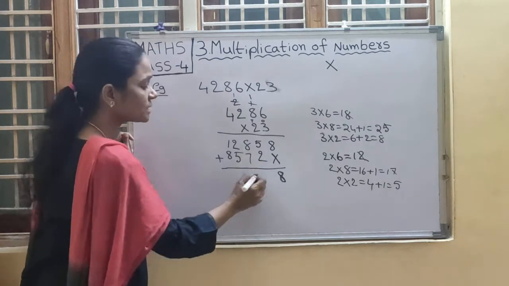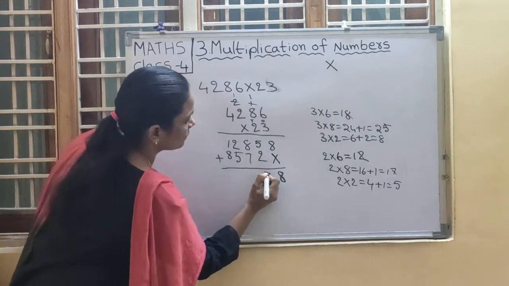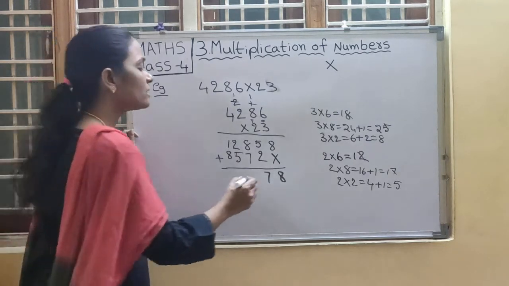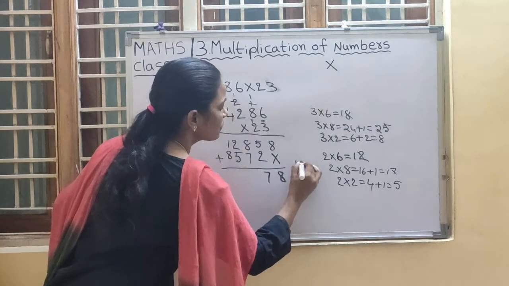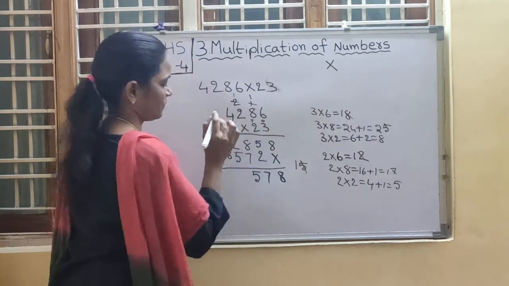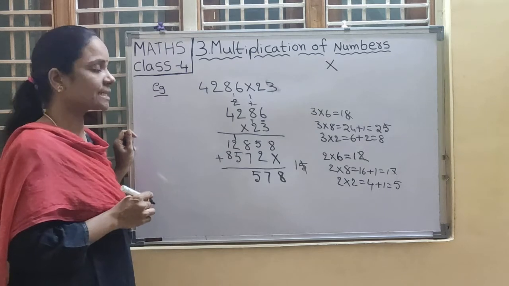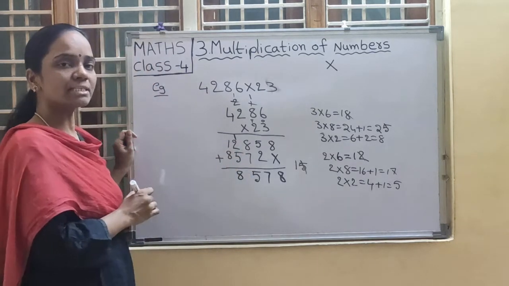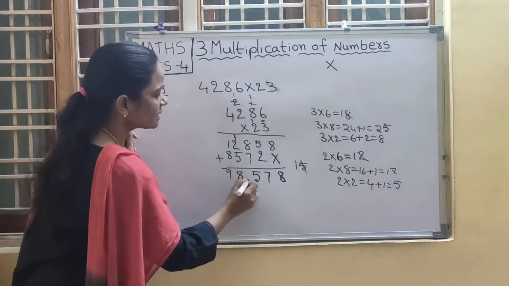5 plus 2, how much? 7. 8 plus 7, how much, children? Very good. 15. So, 5 right here and 1 is the carry. And 1 plus 2, how much, children? 3. 3 plus 5? 8. Next, 1 plus 8, how much? 9. So, what is the answer?